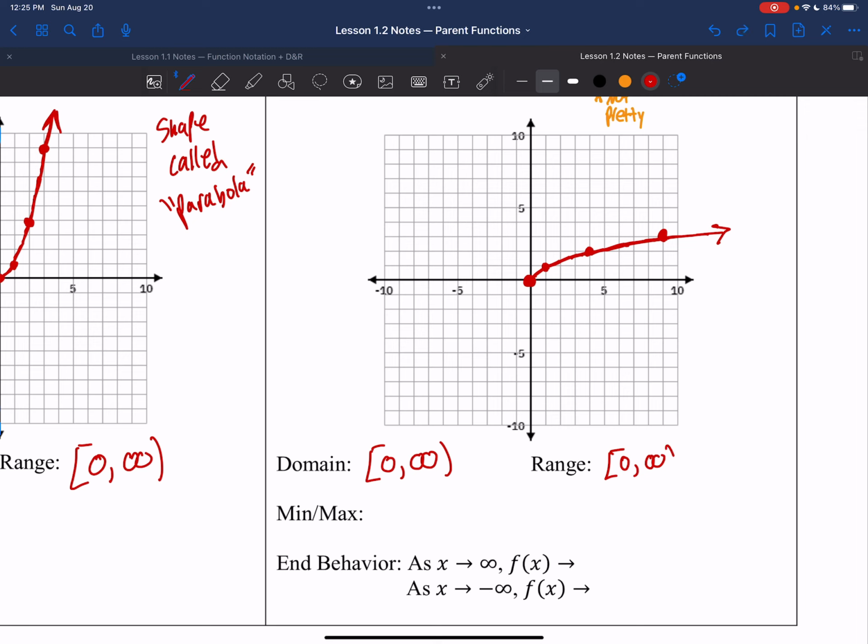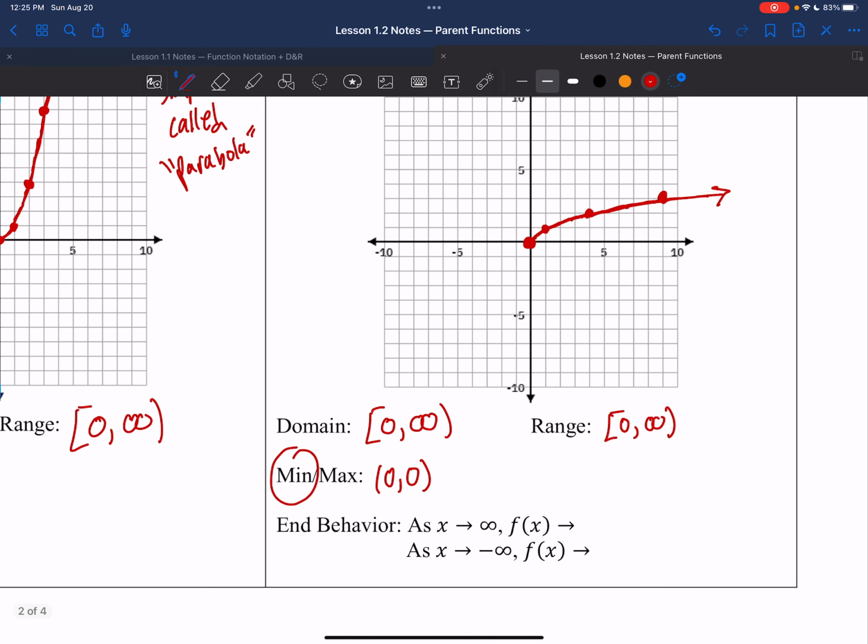It does have a minimum, and we don't call that a vertex because it's not a turning point, okay? The graph doesn't change direction, so it's not a vertex, but it is a minimum because it's the lowest point on the graph. It's at 0, 0. And now we'll talk about this end behavior business just to kind of get used to talking about that.